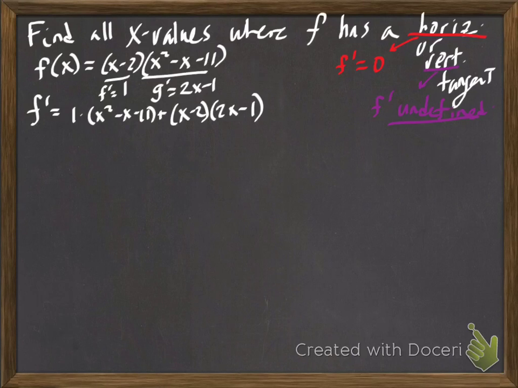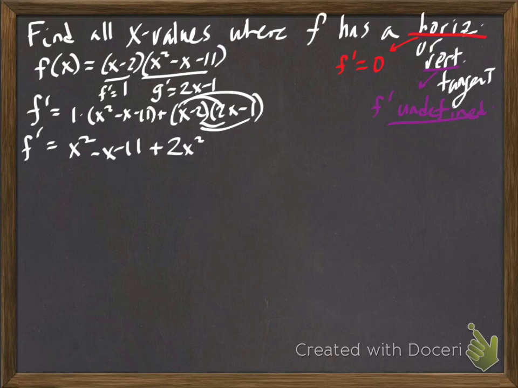So product rule. Simplify here, so f prime is equal to x squared minus x minus 11, plus do a little bit of distribution here, so there and there. So let's see, we got 2x squared minus negative 1.